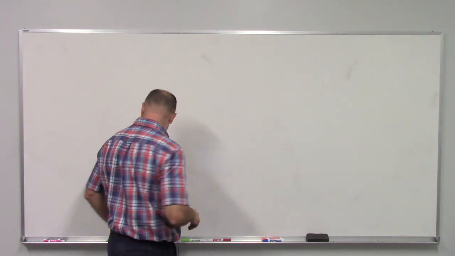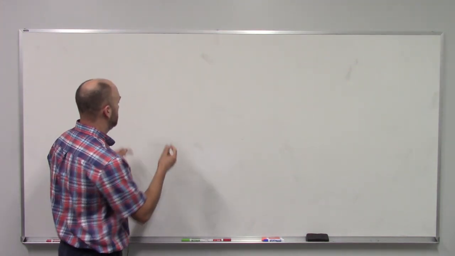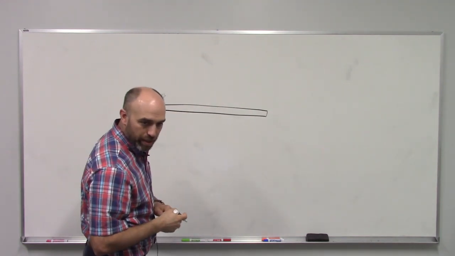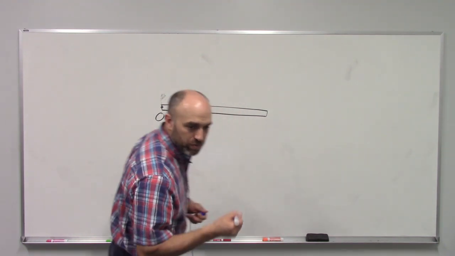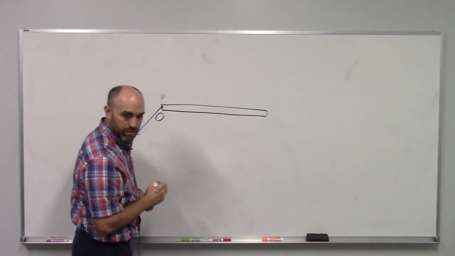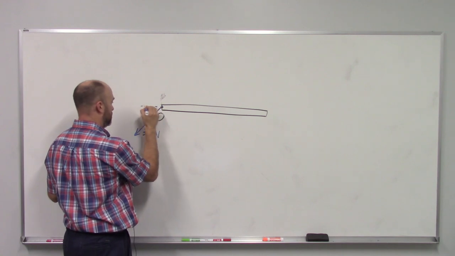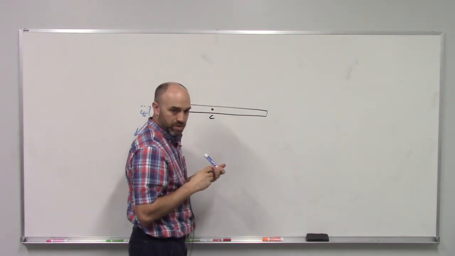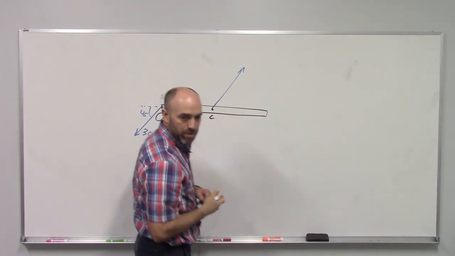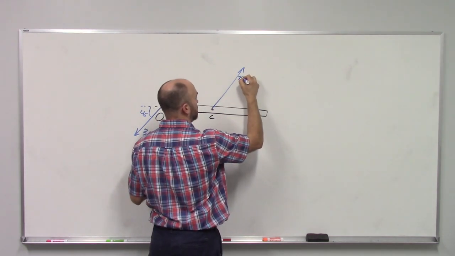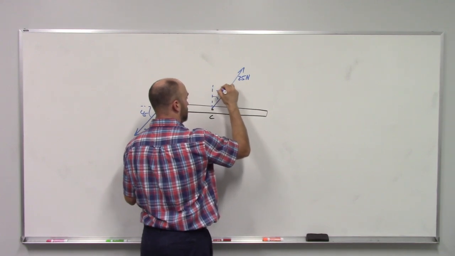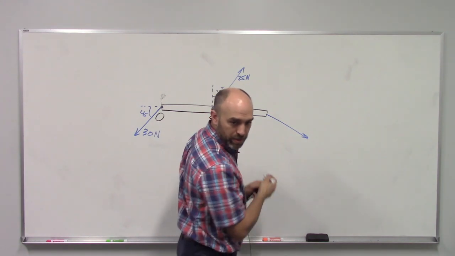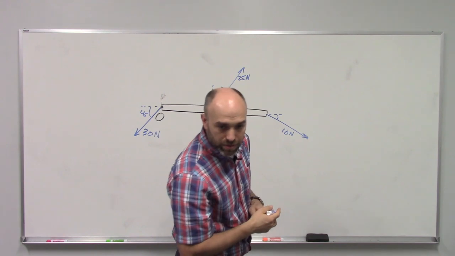Okay, so let me draw it. So you just have a beam. We're calling this point here the origin. And there's a force coming out of that beam, 30 newtons, 45 degrees. And then there's a spot smack in the middle, C, for center. And there's a force going kind of crooked up here, 25 newtons at 30 degrees. And then at the very end, there's a force here, 10 newtons at 20 degrees.